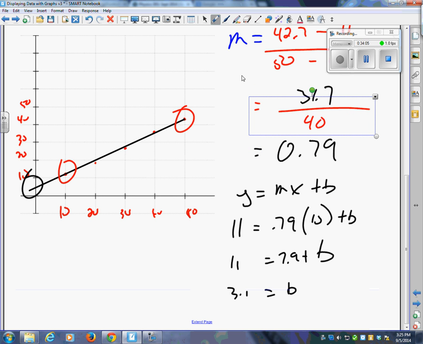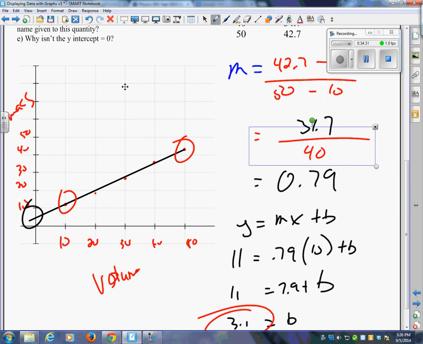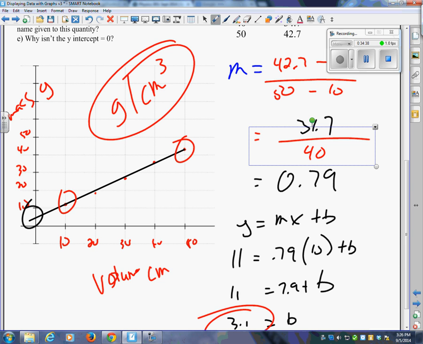I got volume and I got mass. If I got 0 volume, shouldn't I have 0 mass? Yeah, probably, right? But when you measure something, you've got to put it in a glass container or something, right? How much does the glass container weigh? 3.1 grams. That's what the little container weighs. That's why. What are the units of the slope here? Mass is in grams, volume is in cubic centimeters, so grams per cubic centimeter. We're talking density here.